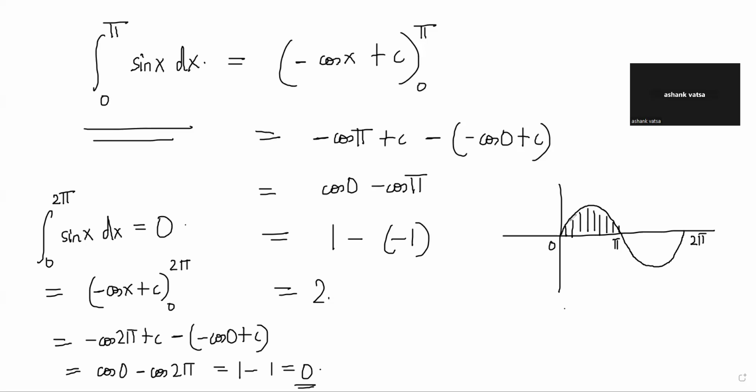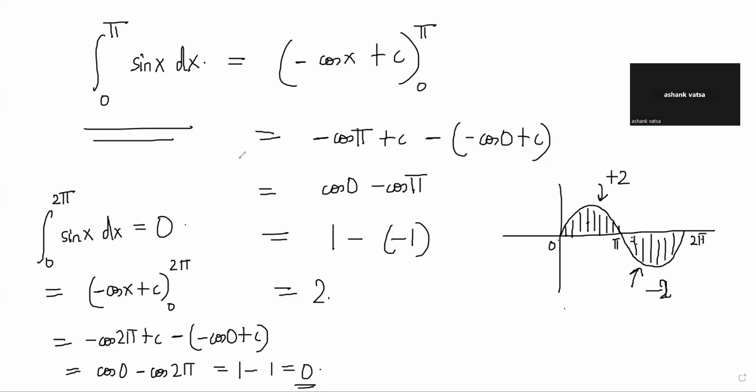So why is it coming as 0? Because in this portion, the area below the line is minus 1... not minus 1, minus 2, because in the other portion the area was plus 2, right? So overall the area adds up from 0 to pi, and pi to 2 pi. But when you do a definite integral, the area is added with the sign: plus 2 minus 2 becomes 0, right?